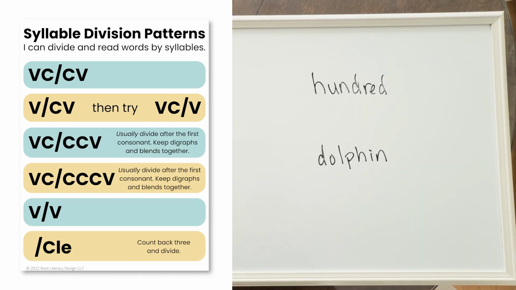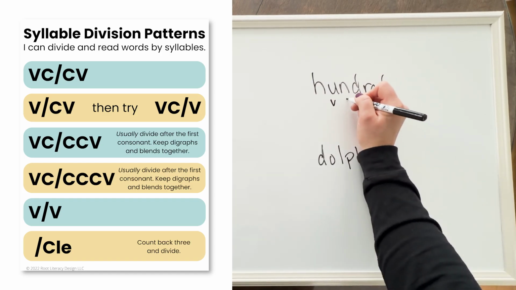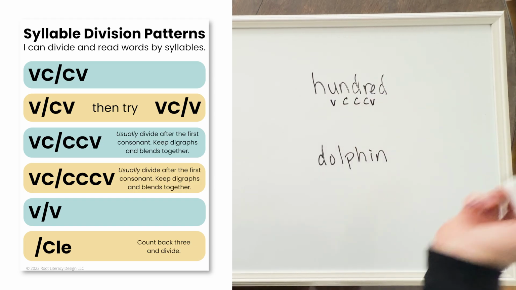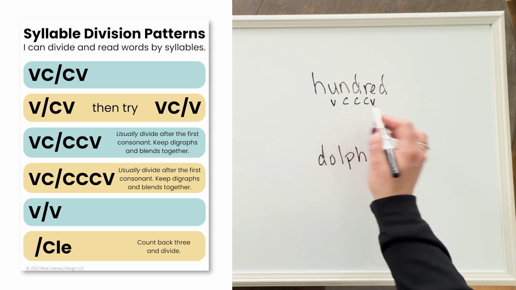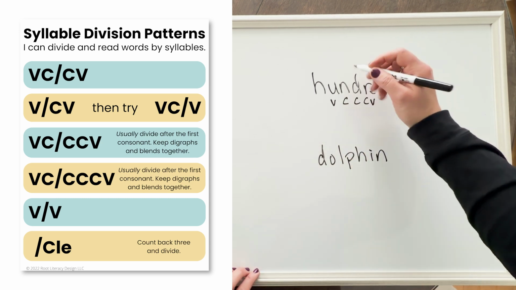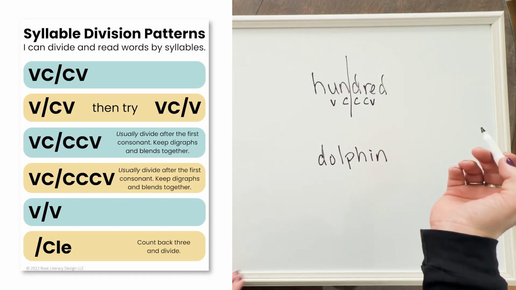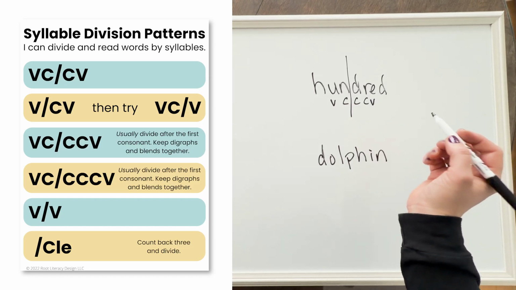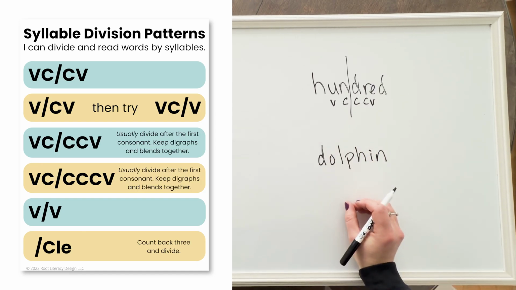The next syllable division pattern that we're going to look at is when you have three consonants between the vowels. So as always, we're going to mark the vowels that make a sound. We're going to look between them. I see three consonants. And from there, what we want to teach students when there's three consonants, it most likely is going to divide after the first consonant, but the main thing is we want to keep digraphs and consonant clusters together. Some programs call them blends, so either way you call it, consonant cluster or blend, you're going to try to teach students to keep those together.